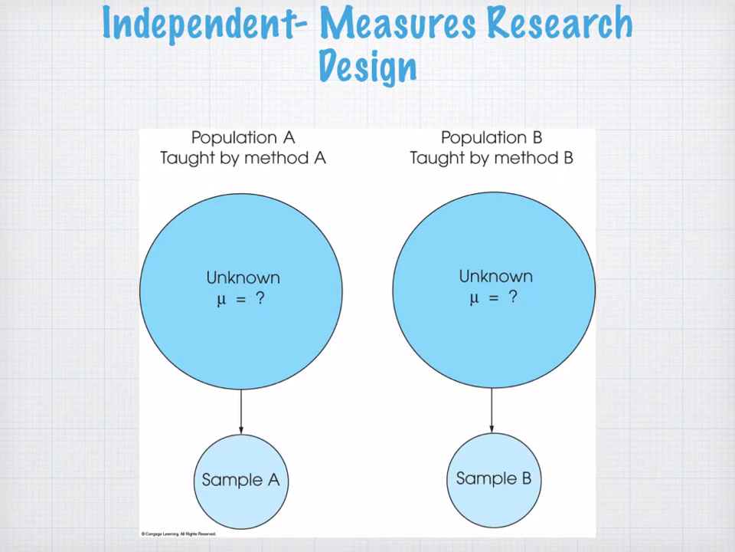Graphically, this kind of looks like this. We have population A taught by method A, population B taught by method B. We take a sample from each of those populations, and if you notice in this graph here, in this image, at no point do any of these circles overlap with any of the other circles. There's no arrows intersecting. They are completely separate, and we need that for our statistics to be meaningful in this design.